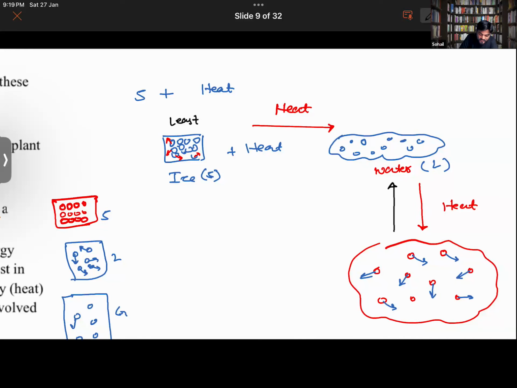This is having least kinetic energy. Okay. This is having more kinetic energy. And this is having maximum kinetic energy. Now, once you are reversing the process, once you are required to convert from the gaseous state into water, and then from the gases to the liquid state, and then to the solid state, you have to reduce the kinetic energy of the particles, isn't it, guys?